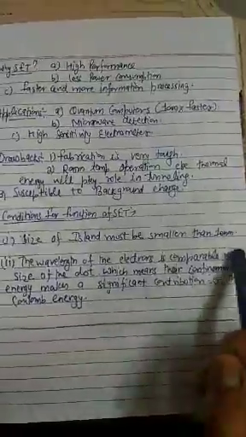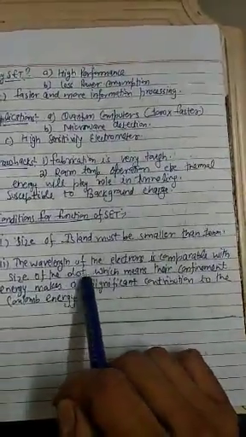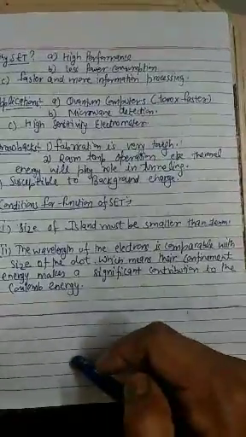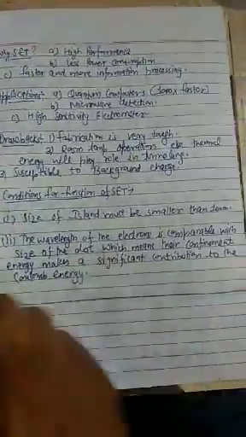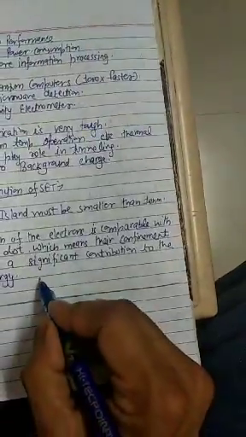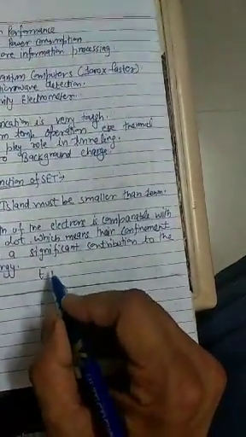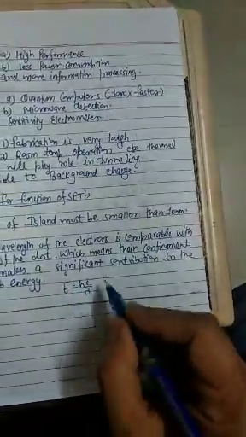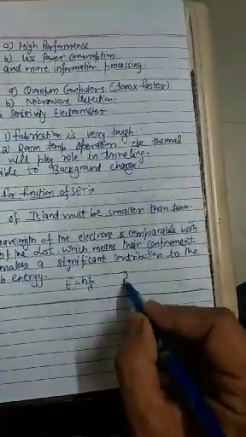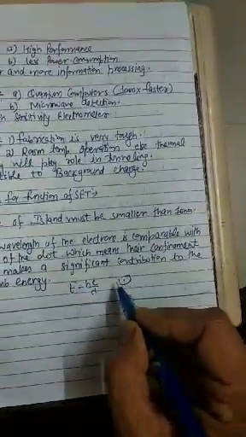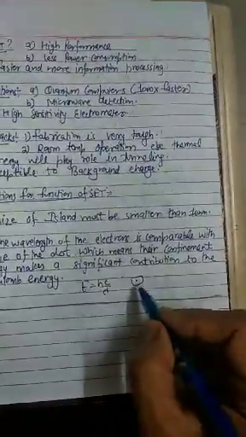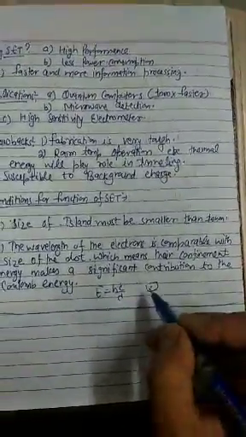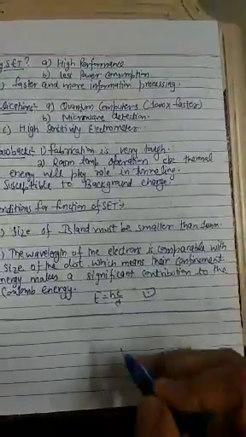So the wavelength of the electron is comparable with the size of the dot, which means their confinement energy makes a significant contribution to the Coulomb energy. Why are we understanding this? Hope you remember that in quantum dots, what we understand is proportional to h upon lambda. The size of the quantum dot is very small. It is basically a semiconductor particle with 1 or 2 electrons inside it. Whenever the electrons are inside, they exhibit Coulomb repulsion. They have a characteristic energy associated with them.